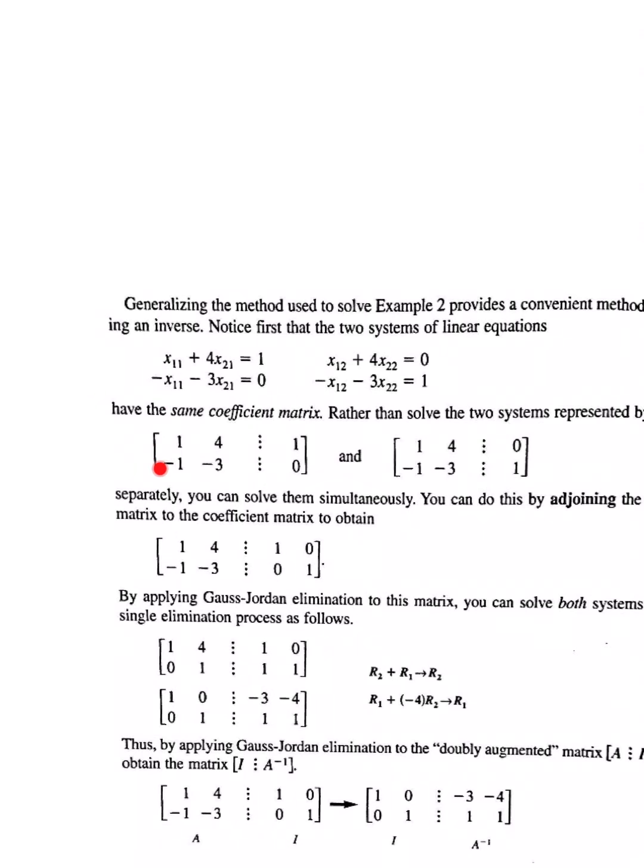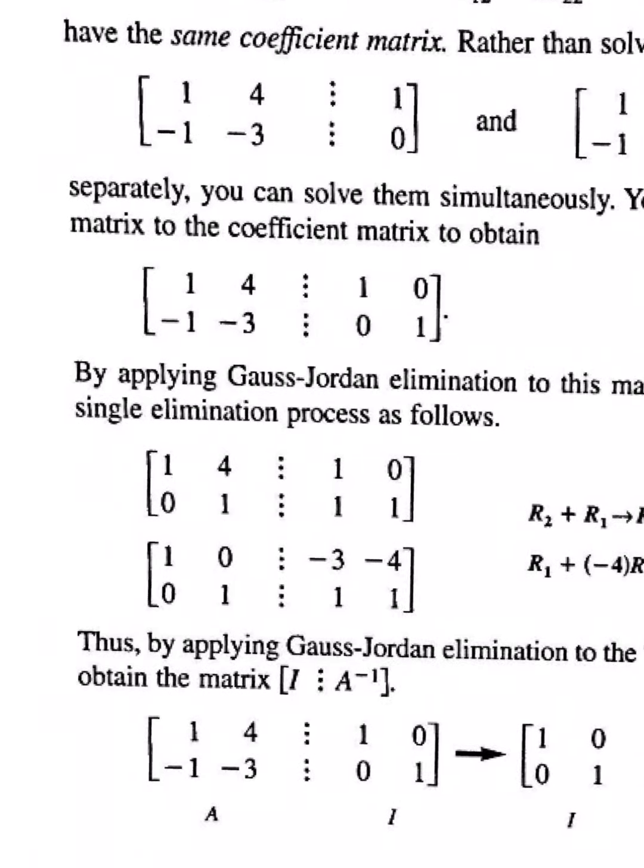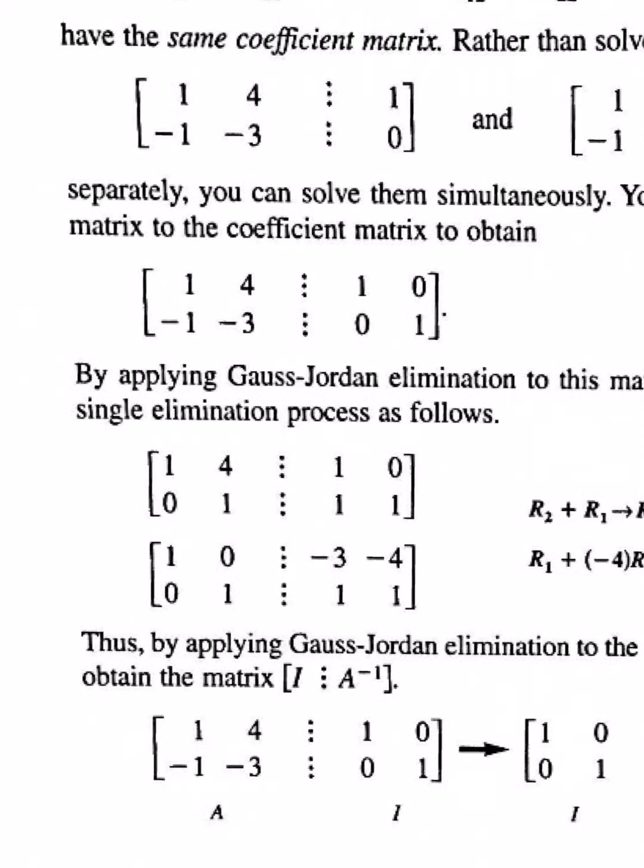Well, imagine, if you look first, the coefficient matrices are the same for these. So if we put that there, and then augment all of this together, put a 1, 0 there, and a 0, 1 there, now we have something quite interesting. We now have the augmentation of our original coefficient matrix with the inverse matrix.